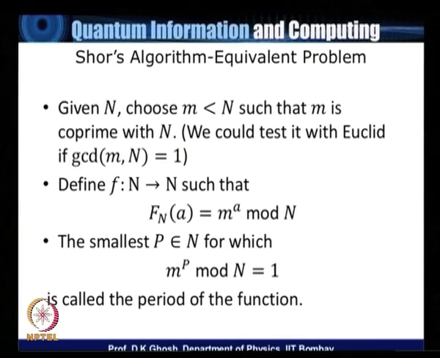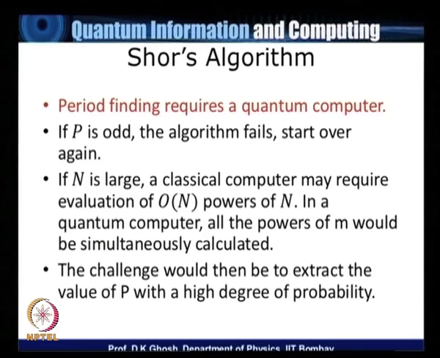The smallest value of p belonging to n, for which m to the power p modulus n is equal to 1, that is the value of a for which f(a) becomes equal to 1, is called the period of the function. Quantum computers can do this step very effectively. Now let's see how this is done.